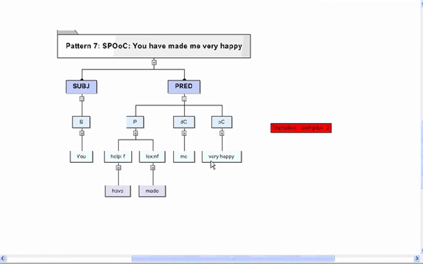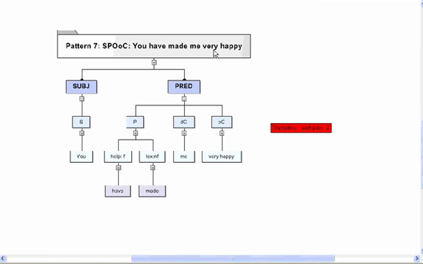"Very happy" here says how, because your action on me has changed me from being normal me to me very happy. Another example of this could have been, "we have elected him president." For example, something like that could have been done.